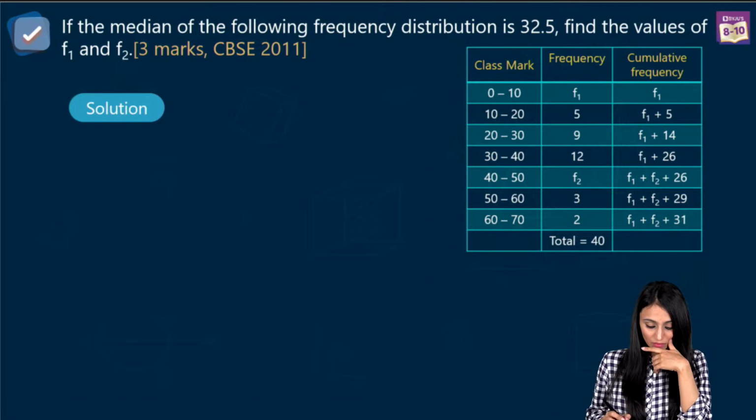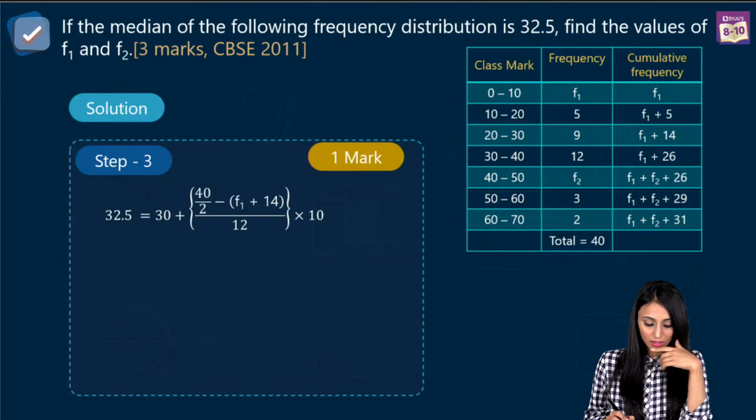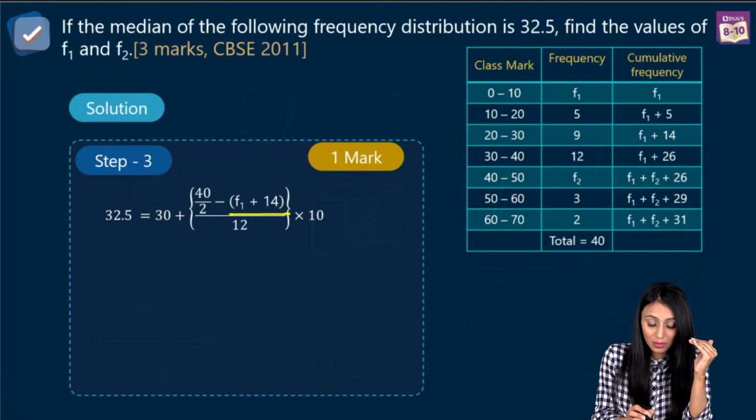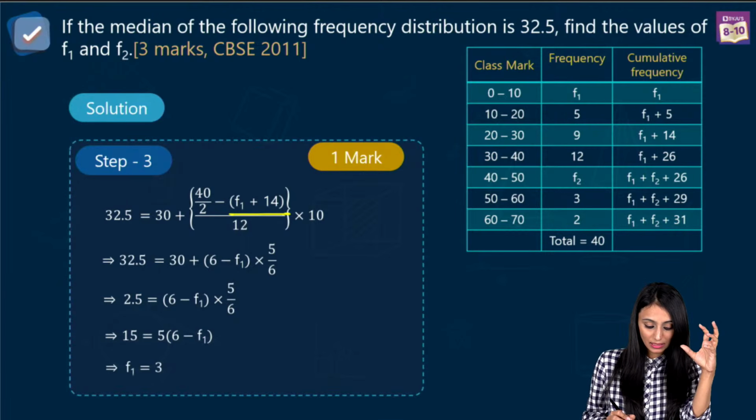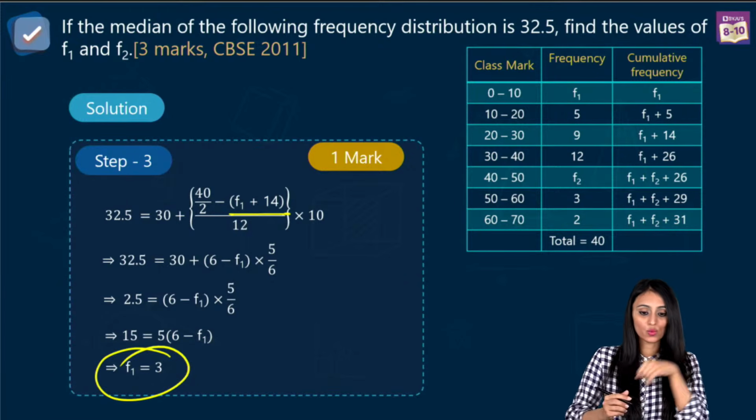Once you put everything in, what do you get? 32.5 equals 30 plus 40 by 2 minus F1 plus 14. Keep this in brackets, don't write this as it is. Once you open up the bracket, the signs will change. You get this, and finally we arrive at the value of F1. That's going to be 3.